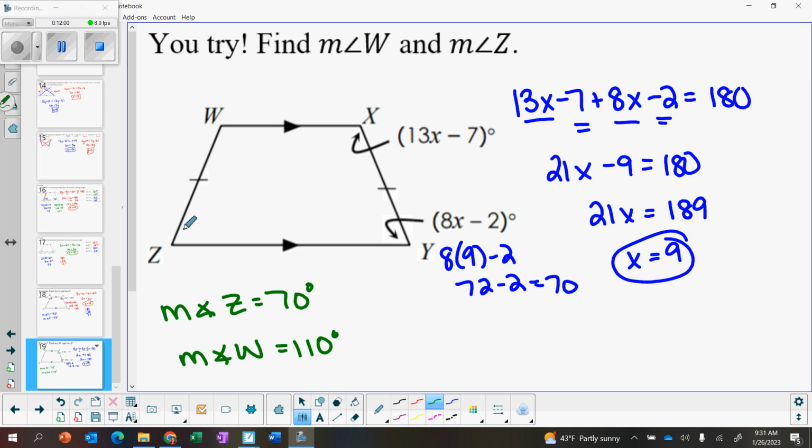Because base angles are congruent, 70 degrees. Now my consecutive angles are supplementary. So 180 minus 70 gave me 110 for angle W. And that is everything about trapezoids.